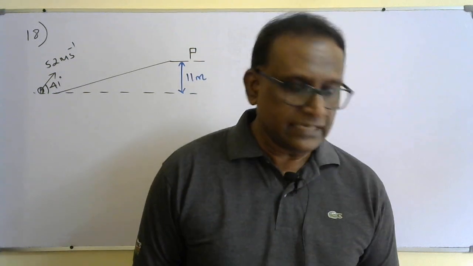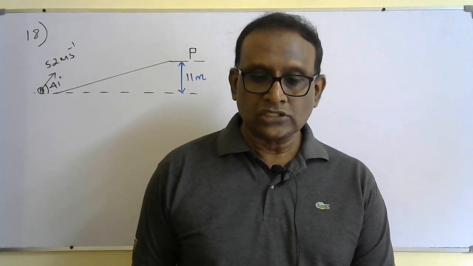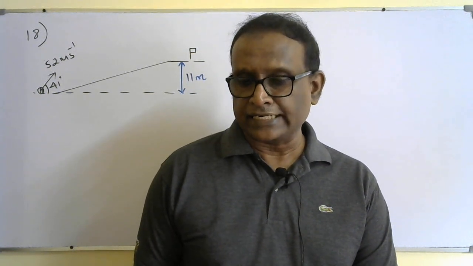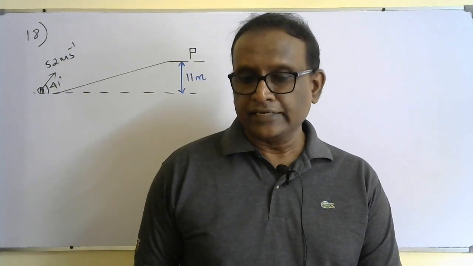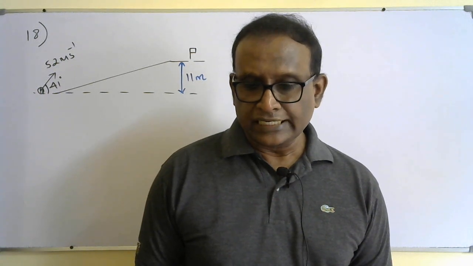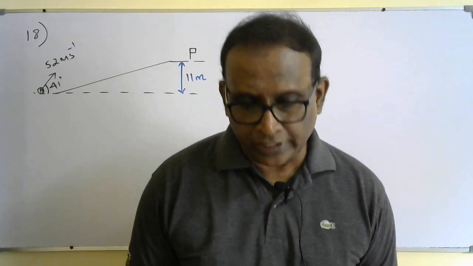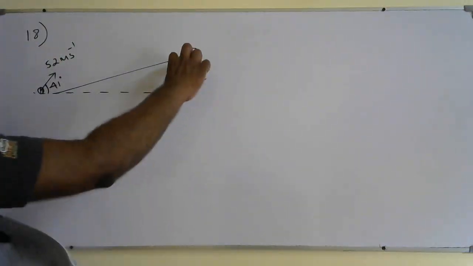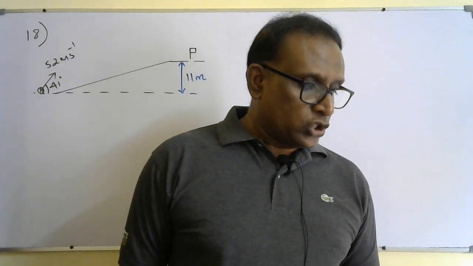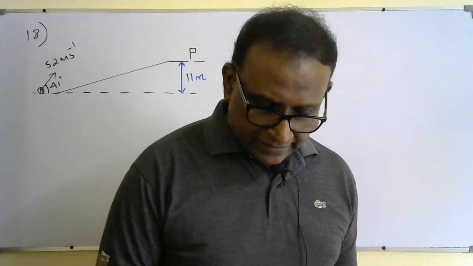Okay, question 18 is related to projectile motion. A golfer hit a golf ball into the air at a speed of 52 meters per second and at an angle of 41 degrees to the horizontal. The diagram is given. The ball landed on the ground near a hole. The ground was 11 meters higher than the starting point of the ball. So the vertical displacement, if the ball lands here, is 11 meters in the upward direction. Show that the vertical component of the ball's initial velocity is about 30 meters per second.